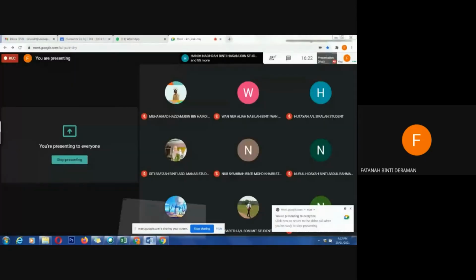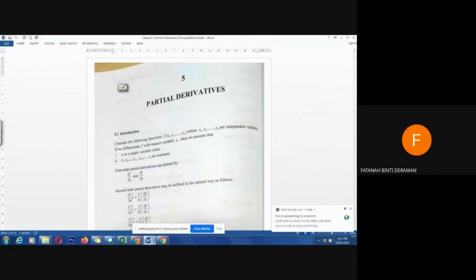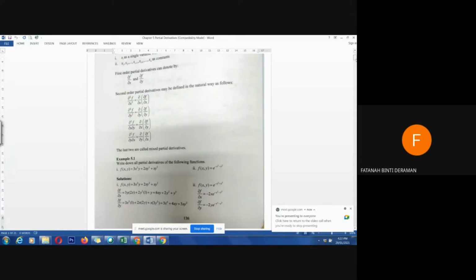So now partial derivatives. We have a function with a few variables, for example x and y in one equation. So what we will have is the second derivative with respect to x, where we differentiate with respect to x 2 times. Here we differentiate with respect to y 2 times, when we have y squared.